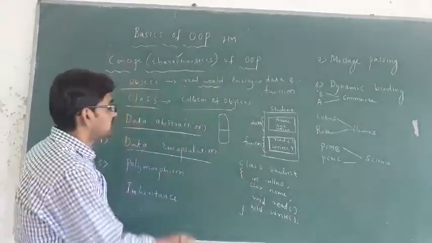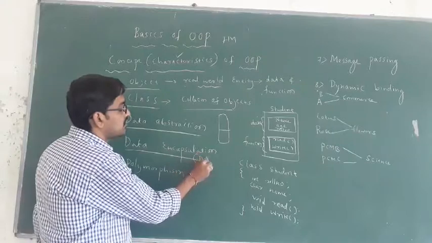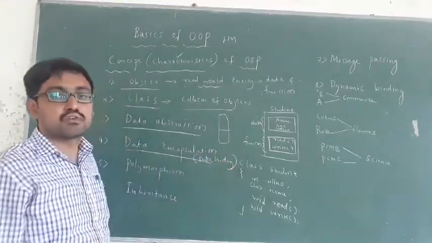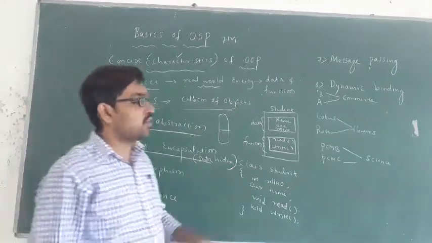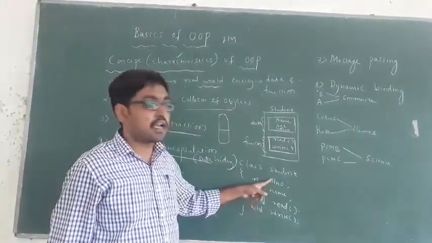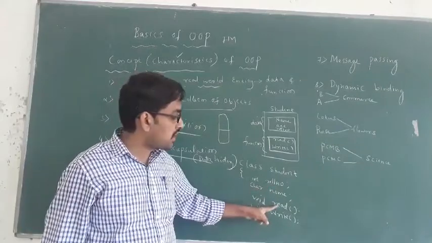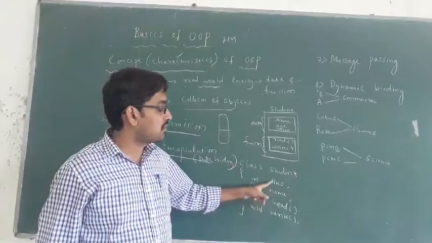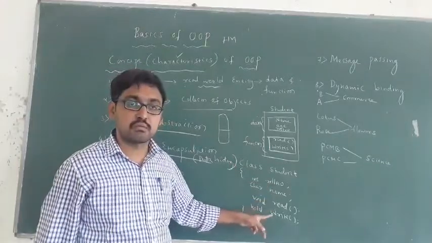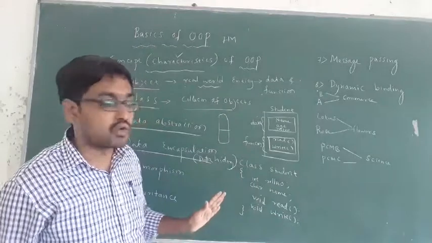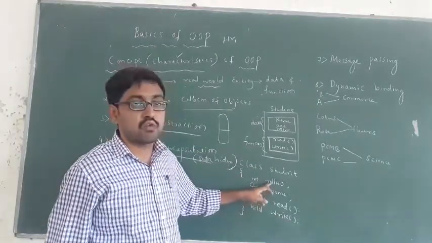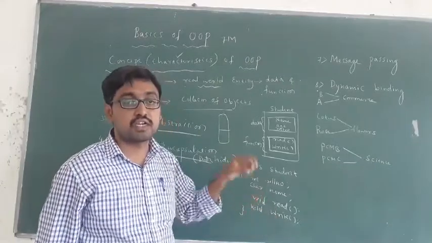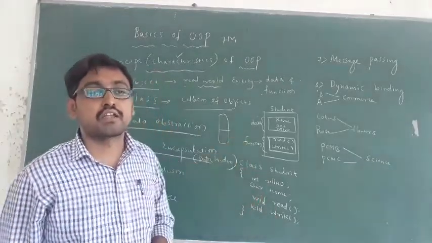In examinations many times they ask, otherwise they ask you data hiding. Data hiding also means the same. What is the use? These data can be used only by these member functions, not by other functions. The data roll number and name are used only by these functions, other functions cannot use them. That is the main concept of data encapsulation.